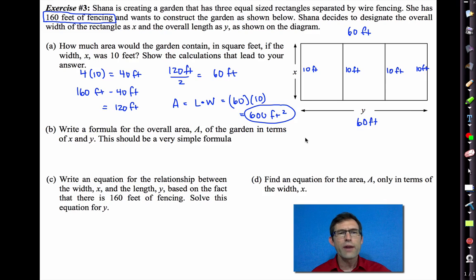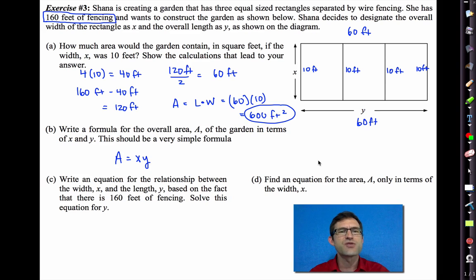All right. Letter B. Write a formula for the overall area A of the garden in terms of x and y. So this doesn't have anything to do with letter A, okay? This should be a very simple formula. Well, try this on for size. Area equals x times y, right? This length times this length will give me the overall area. But that is a formula that has 2 inputs, both x and y. What I'd like is a formula with only one input. So that's what we're going to do in part C and part D.